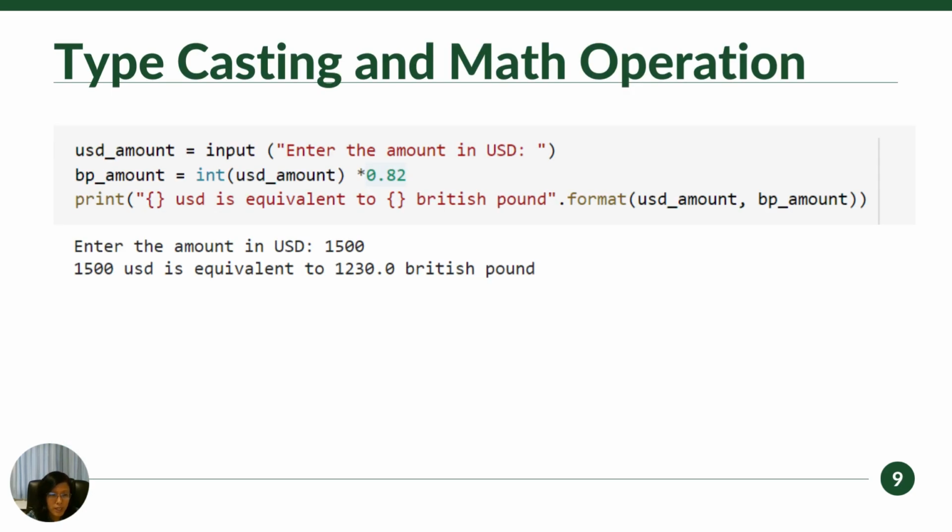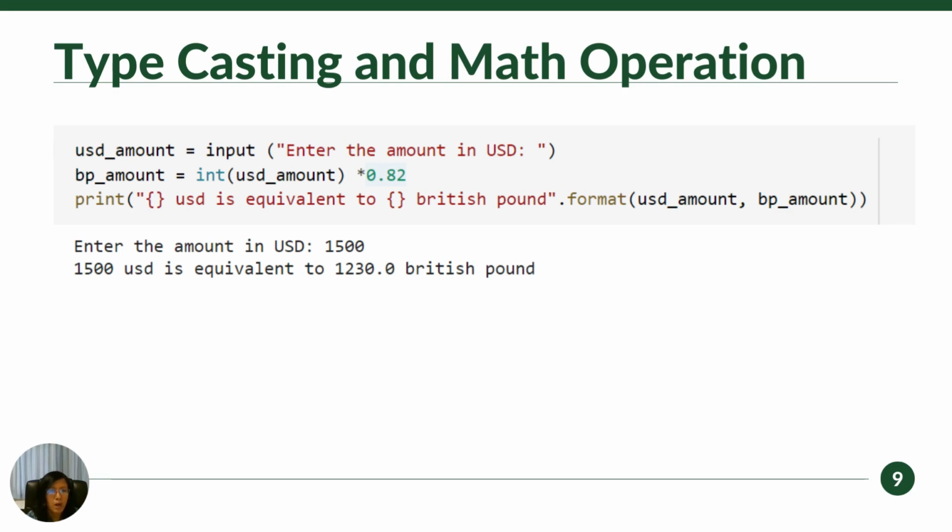So you have done some mathematical calculation in the previous exercise, when we ask for the USD amount for the users. When the user enters the USD amount in your exercise, the input function considers it a string. So for us to be able to calculate it into British pound, you need to multiply with 0.82. For that, you need to convert this string into integer. So you need to do the typecasting. So typecasting is very common. Sometimes you convert from integer to float, float to integer, string to integer, integer to string. You have to familiarize yourself with this.